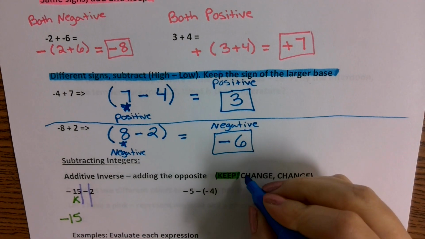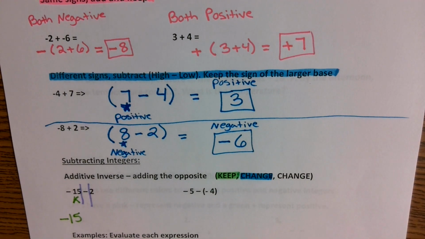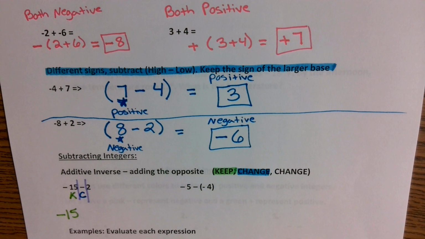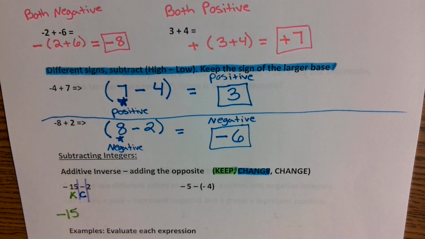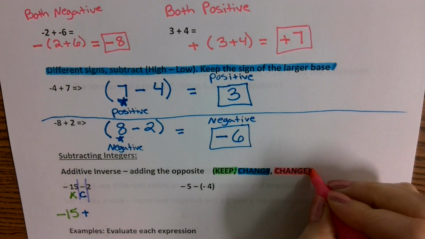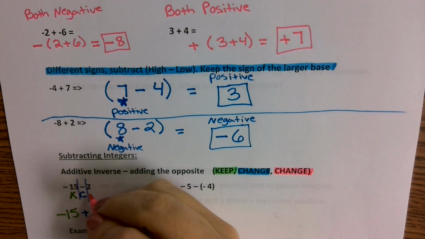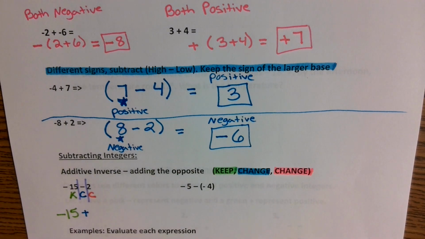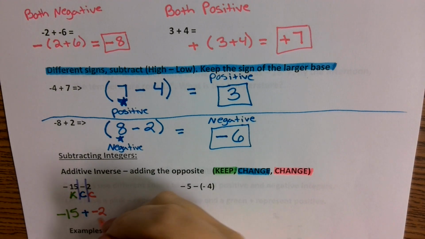The next word, change, I'm going to highlight that one in blue. I'm going to change my subtraction. I'm going to put a C underneath it. I'm going to change subtraction into addition. So notice my subtraction sign now becomes an addition sign. And then I'm going to highlight the second change. Put a C underneath the 2, and I'm going to change that one to its inverse, to its opposite. What is the inverse of a positive 2? Negative 2. That becomes negative 2.